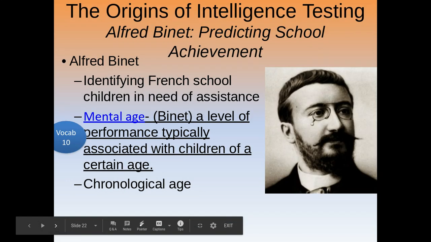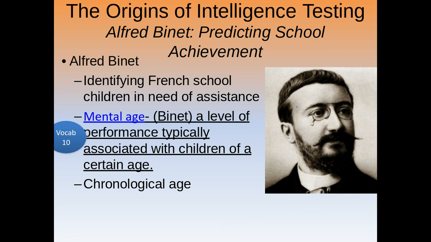Okay, when things really start becoming a little bit more modern is with Alfred Binet. Basically he's in France and he wants to identify students that are struggling in the French school system that may need extra help. So he's going to come up with an assessment, an achievement test, and he's going to look at mental age. Binet says you need a level of performance typically associated with the children of a certain age. So he's looking at your chronological age. If you're chronologically 10 years old, what would be the typical performance cognitively for someone that's 10 years old?